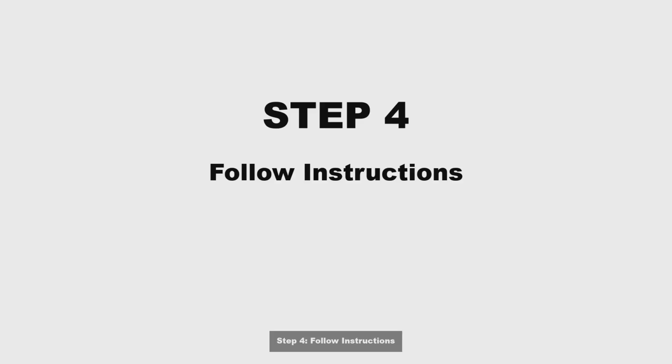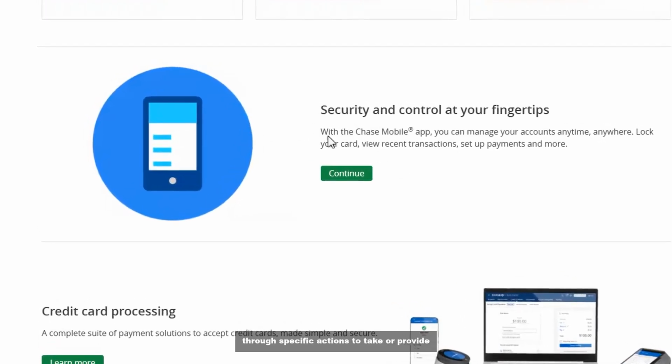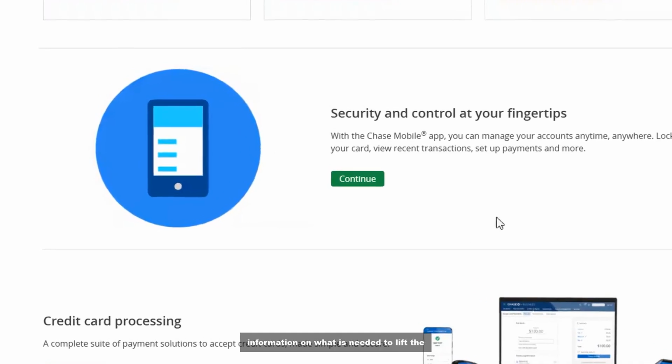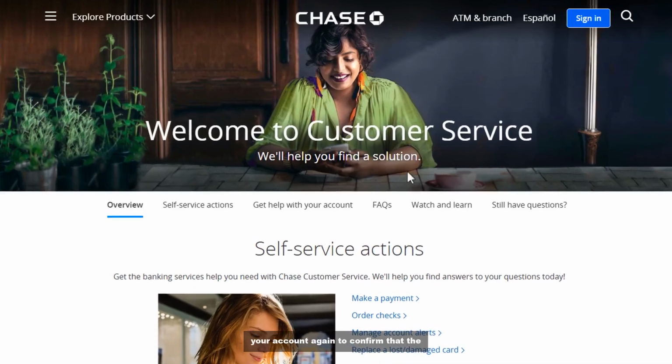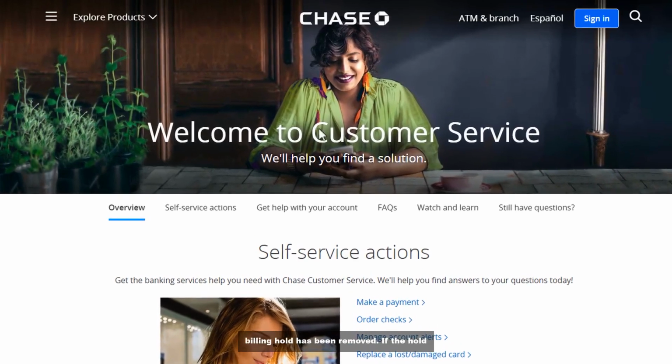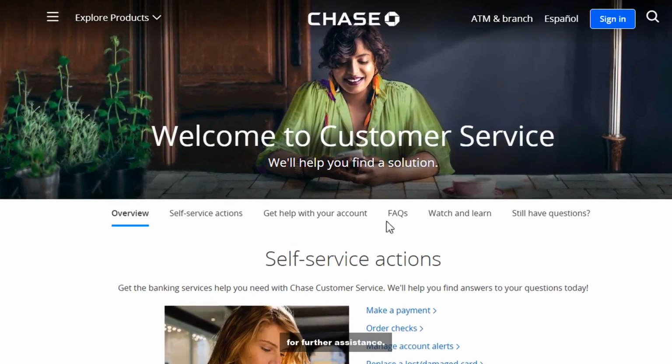Step 4. Follow instructions. Listen carefully to the instructions given by the representative. They may guide you through specific actions to take or provide information on what is needed to lift the hold. Step 5. Confirm resolution. After following the steps provided, check your account again to confirm that the billing hold has been removed. If the hold persists, reach out to customer service again for further assistance.